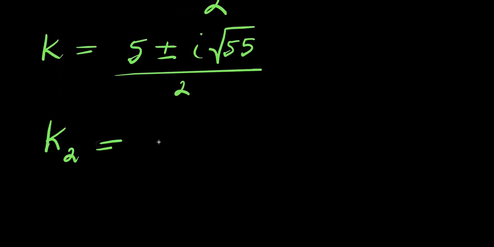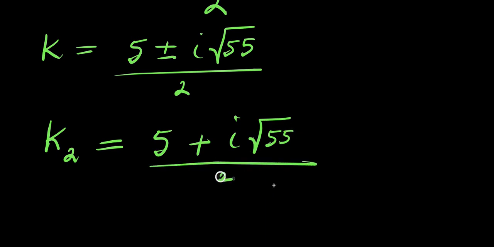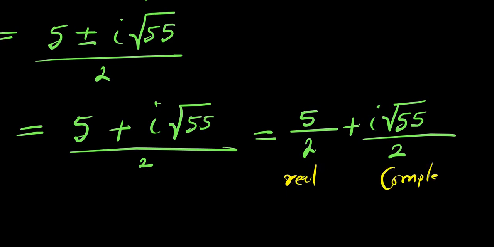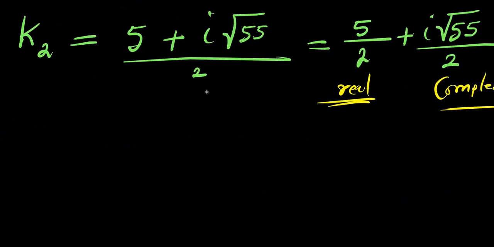So what we need to do now is we have two solutions. We have our k2 because we have gotten k1 already, which is -4. Let's consider the positive, 5 plus i root 55 divided by 2, meaning this will be simply 5 divided by 2 plus i times root 55 divided by 2. So what we need to know is that this is the real part and this is the complex part. So this is the real part of the solution and this is the complex part of the solution. Now, that is one solution.